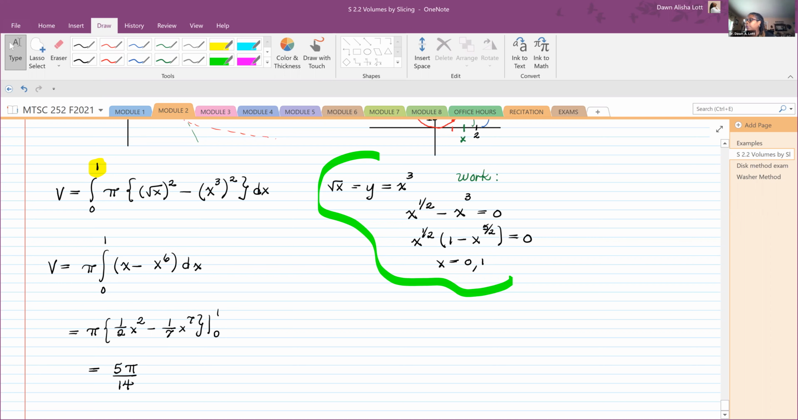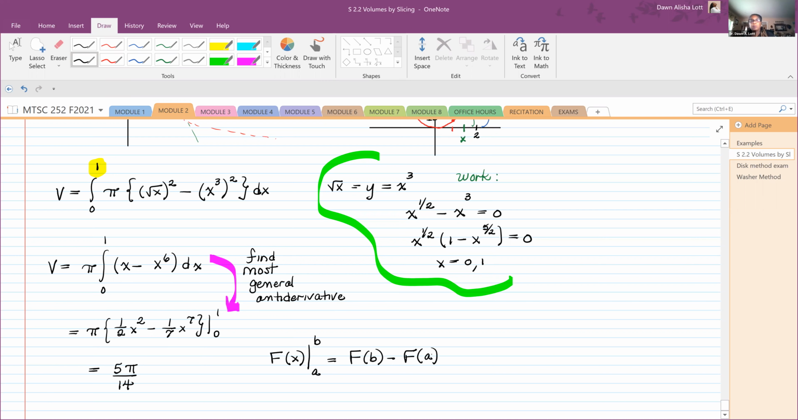So the fundamental theorem of calculus was used here because I found the most general antiderivative, whatever that is, f of x, and then I evaluate it between a and b. That will give me big F of b minus big F of a. Most general antiderivative.